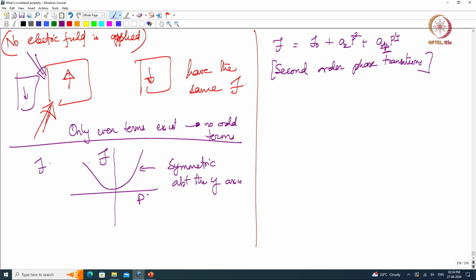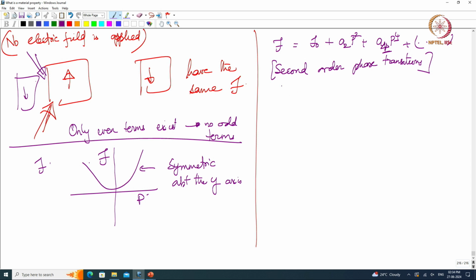So, p power 4 term is enough. I do not need to consider p power 6, p power 8 and other things. If I am looking at what are called first order phase transitions, I need to look at p power 6, p power 8 and so on and so forth, okay. P power 6 at least.